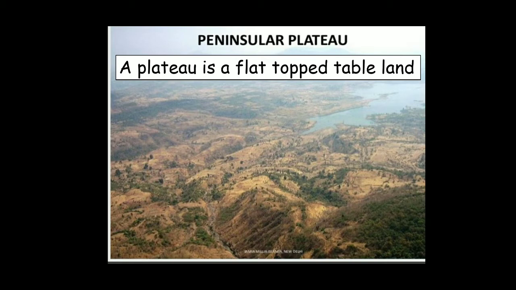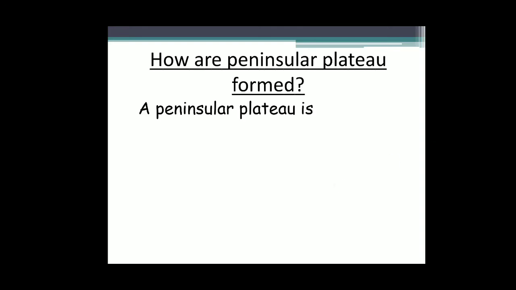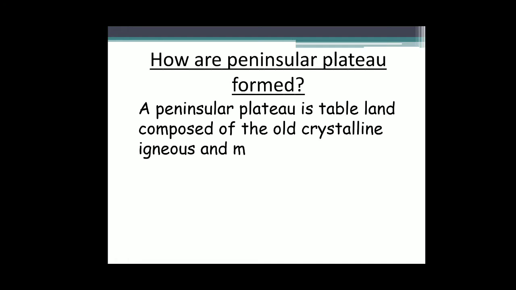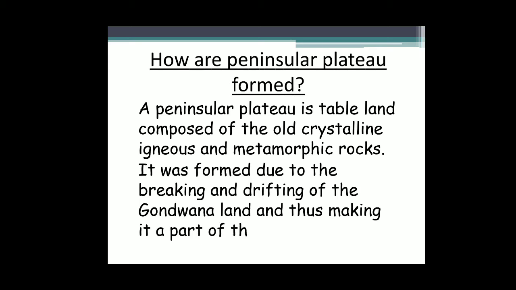When we talk about plateau, it is a flat-topped tableland. A plateau is a flat-top tableland. How are peninsular plateaus formed? A peninsular plateau is tableland composed of the old crystalline, igneous, and metamorphic rocks. It was formed due to the breaking and drifting of the Gondwana and thus making it a part of the oldest landmass.